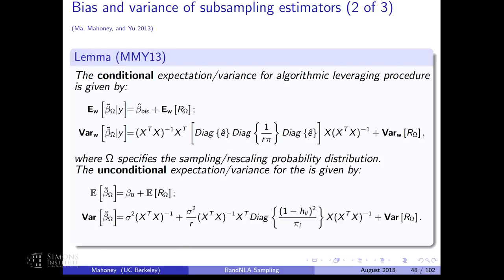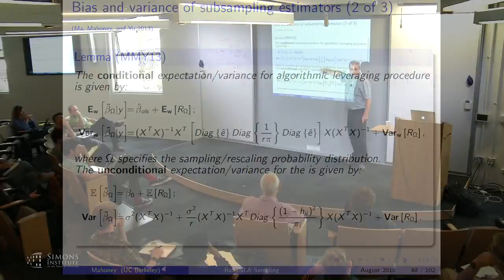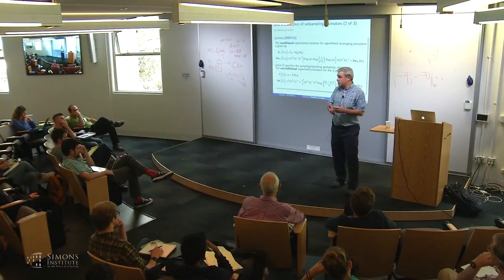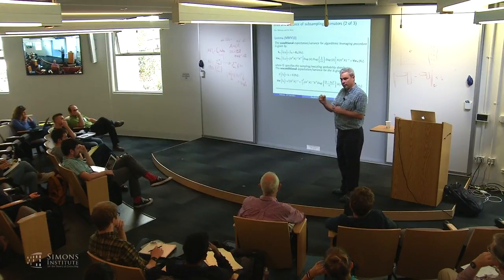And there's a variance. The variance is something of this form: your X transpose X inverse, plus something. So you have a piece of bread and a piece of bread, and your salami is something in there, right? And so ditto down here. Depending on whether you're conditional or not, you get 1 over pi. And pi here is a probability.